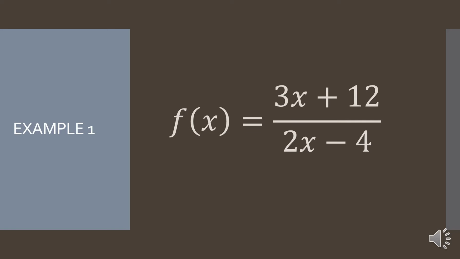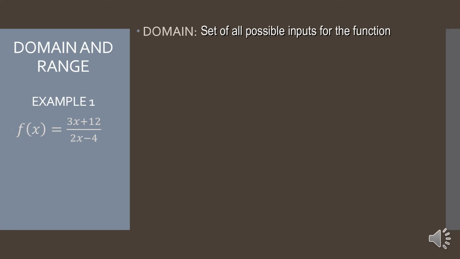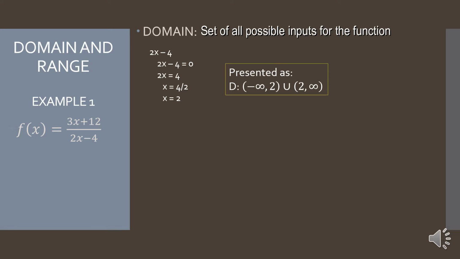Let us first solve example number 1, which is f of x is equal to 3x plus 12 divided by 2x minus 4. Let us find the domain and range of the function. For the domain, all you need to do is to equate the denominator of the function to 0. Therefore, 2x minus 4 is equal to 0. Then 2x is equal to 4. Then x is equal to 4 divided by 2. Then x is equal to 2. This means that the domain includes all the values in the positive and negative infinity except for 2.